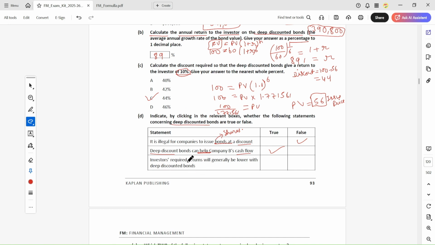Next: investors' required return will generally be lower with deep discount bonds. No, because there is no connection between deep discount bonds and the investor's required return. The investor's required return depends on risk. How much risk the investor is taking determines their return, not the deep discount. So this is false.